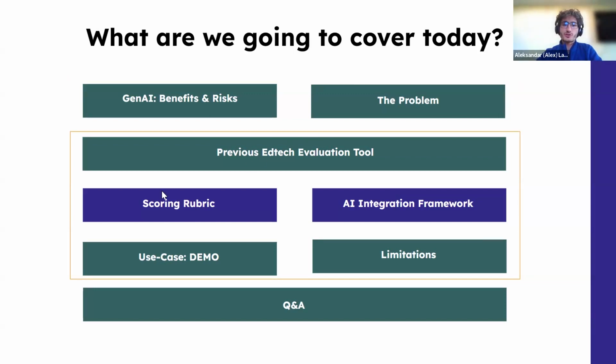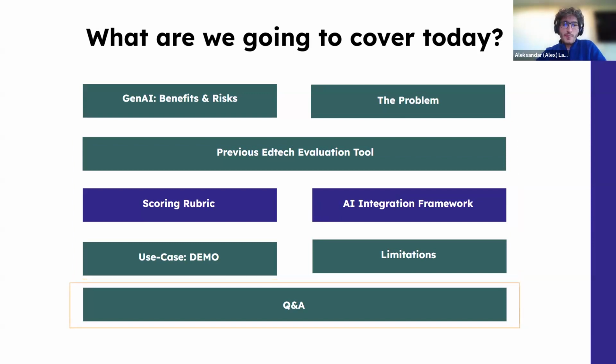And we're going to share actually the two main tools that we built. One is a scoring rubric and the other one is an AI integration framework. And we're also going to talk a little bit more about the limitations that surround these tools. And last but not least, if we have time, we're going to do a short Q&A session. And after that, we're also going to have a breakout room.